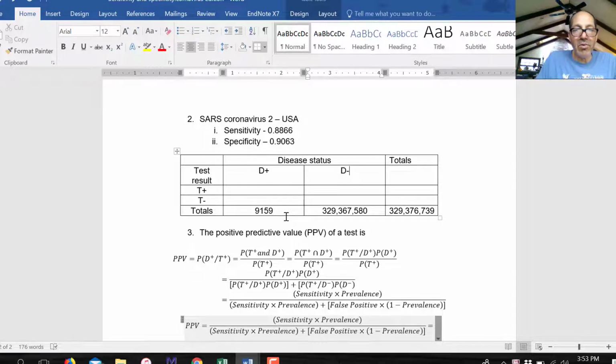So I took the current prevalence of coronavirus, at least this is this morning. Today's the 19th, and there were 9159 cases out of our ginormous population of 329,376,739. So if our sensitivity is 0.8866, so that's the probability of testing positive given one is disease positive, let's actually go ahead and calculate that.